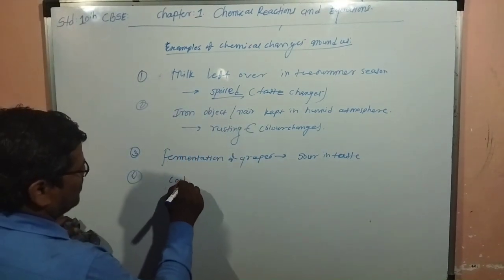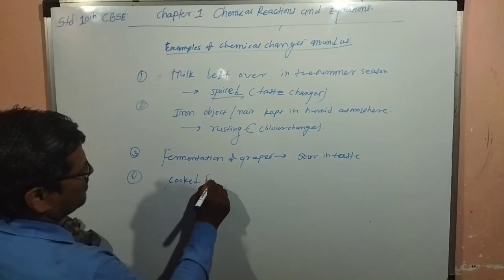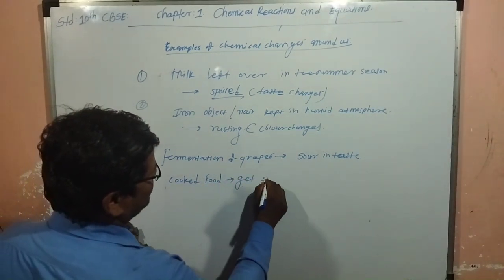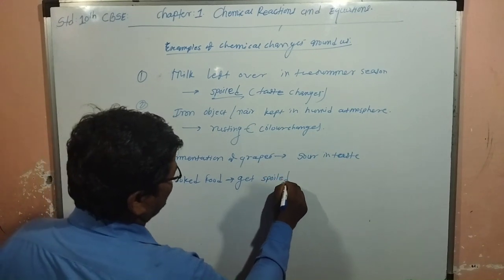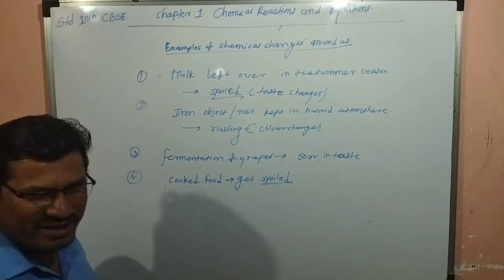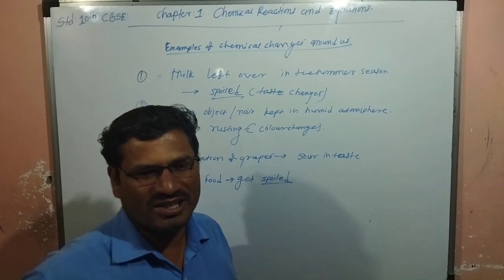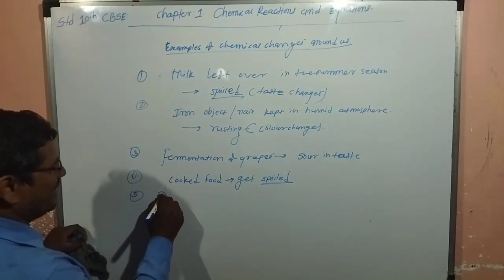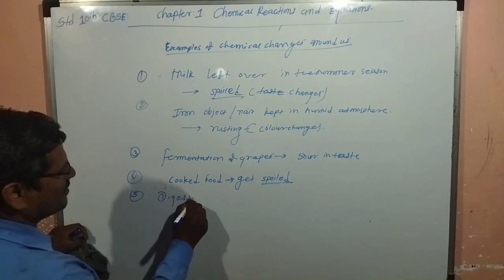Cooked food gets spoiled. Spoilage of food takes place. Cooked food gets spoiled. Another example is there. Fifth example is the digestion of food.